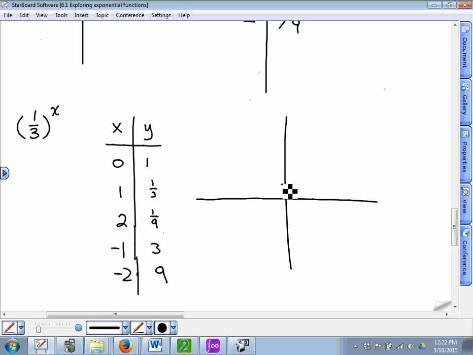So we have 0, 1. Well, first of all, didn't we decide this was exponential? So shouldn't this graph look an awful lot like the graph we just graphed? So we have 1, 1/3, we have 2, 1/9, we have negative 1, 3, negative 2, 9. Does this look exactly like the graph we just graphed? Is it similar, yes or no? Similar, yes. Okay. There's 2 types of exponentials you guys are going to have to identify in your homework.